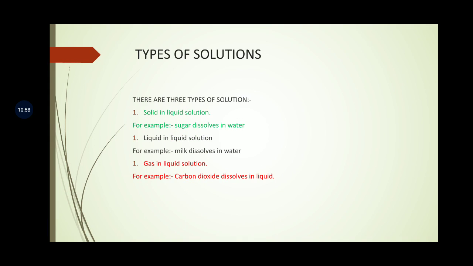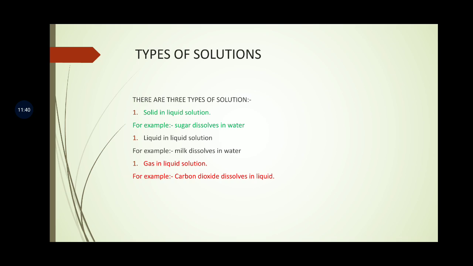There are three types of solutions: solid in liquid solution, liquid in liquid solution, gas in liquid solution. You can see there are three types of solutions, and in all these three types, solvent is a liquid: solid in liquid, liquid in liquid, and gas in liquid. Solvent is a liquid in all these three types of solution, and solutes are changed. In the first one, solute is solid, in the second one, solute is a liquid, and in the third one, solute is a gas.